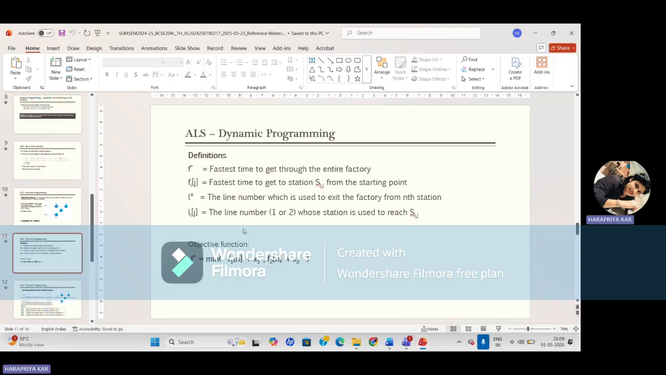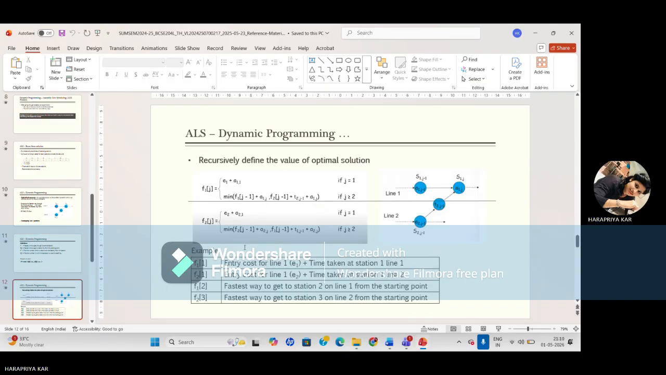Okay. So recursively define the value of the optimal solution. Now you can clearly see this f1 of j recursively defines the optimal solution. E1 plus a11, I already mentioned, E1 is the entry time. Minimum of f1 j minus 1 plus a1j, f2 j minus 1 plus t2 j minus 1 plus a1j. Again, this is the formula, this is where the objective function is applied. This is for j equal to 1.